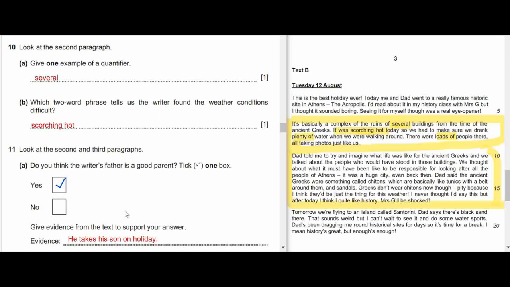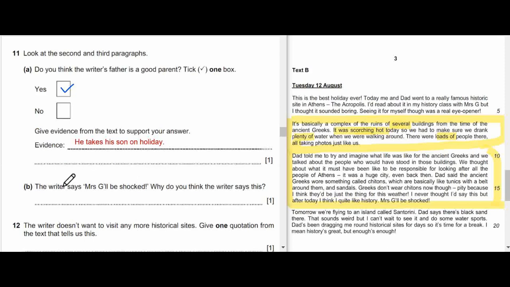Next question. Right now in question B, the writer says Mrs. G will be shocked. Why do you think the writer says this? Ten seconds from now. 10, 9, 8, 7, 6, 5, 4, 3, 2, 1.